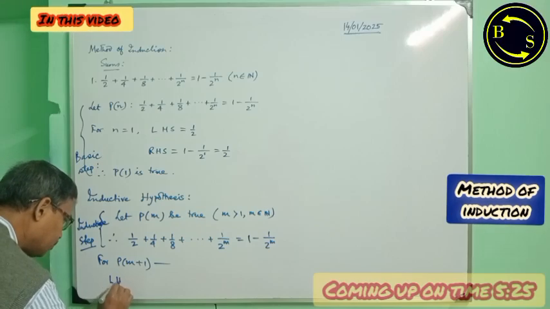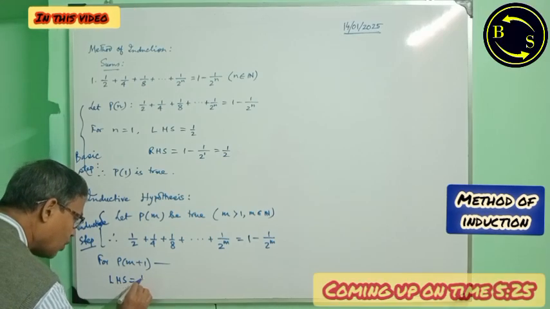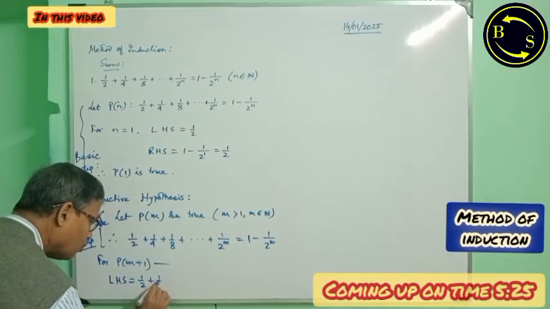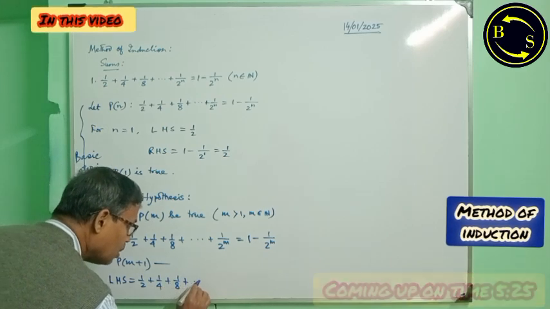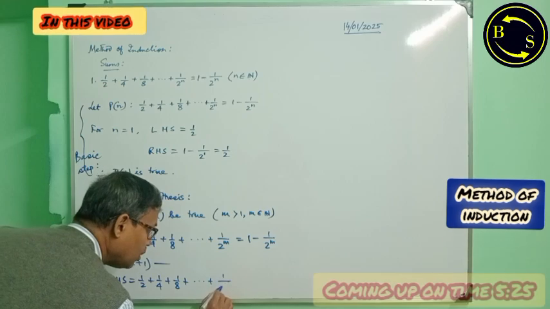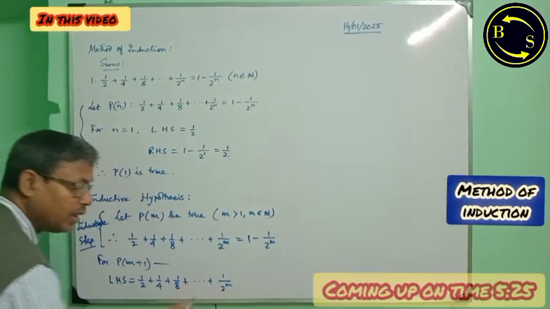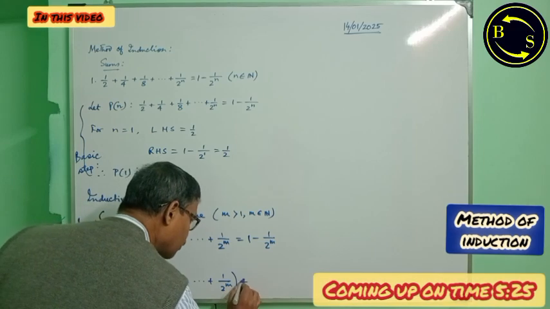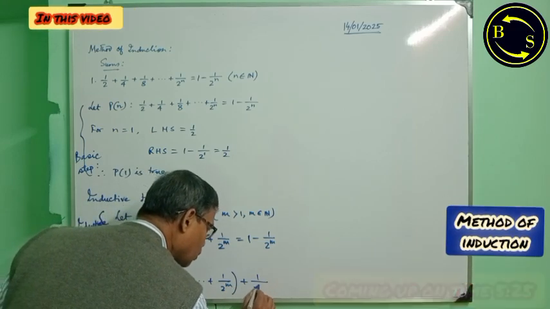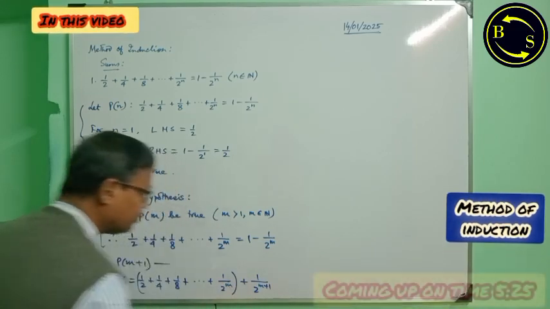LHS will be half, 1/4, 1 by 8 plus 1 by 2 to the power m. Then extra term, that is, we can put brackets also, 1 by 2 to the power m plus 1.